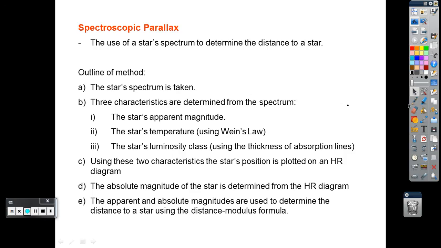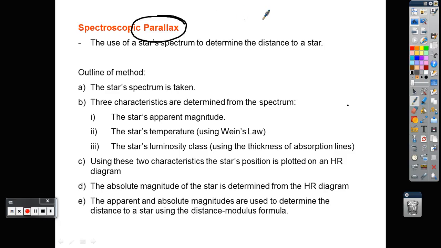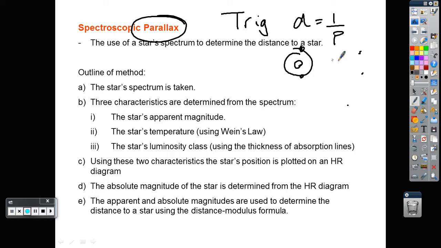Spectroscopic parallax is a play on words using the word parallax. We've already discovered the trig parallax, which says the distance is 1 on p, where p is the parallax angle. That's to do with the relative shift of a star as the Earth goes around. There's the Sun, and the Earth goes from one point to another, and we see this star move. Remember that the parallax angle was that angle there.